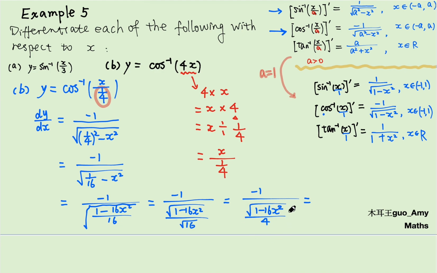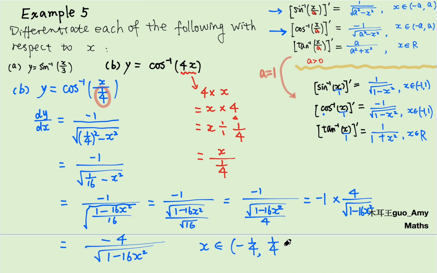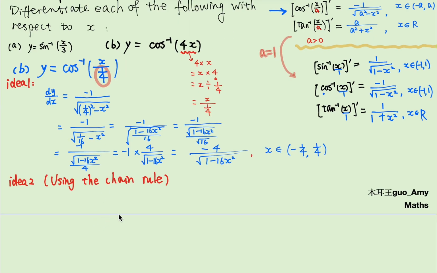Then the denominator is a fraction, and we can convert it to multiplication and flip this fraction. We will have 4 over root, and the final result is -4 over root 1 minus 16x squared. This result is valid for x between -1/4 and +1/4. Endpoints are not included. This is the first idea. We can also try a different method, the chain rule to find the derivative.